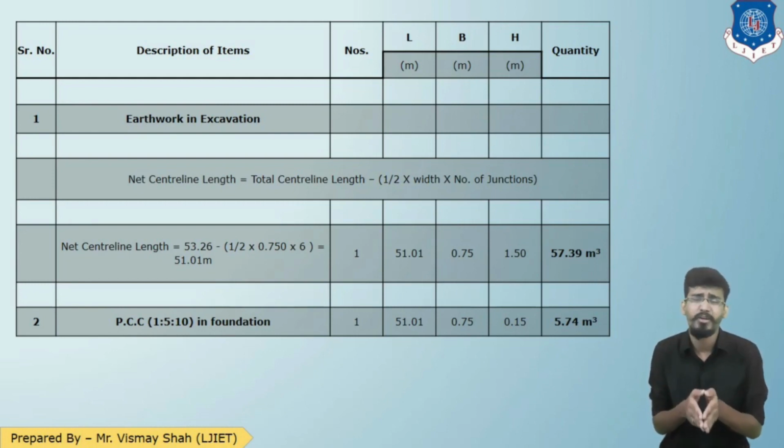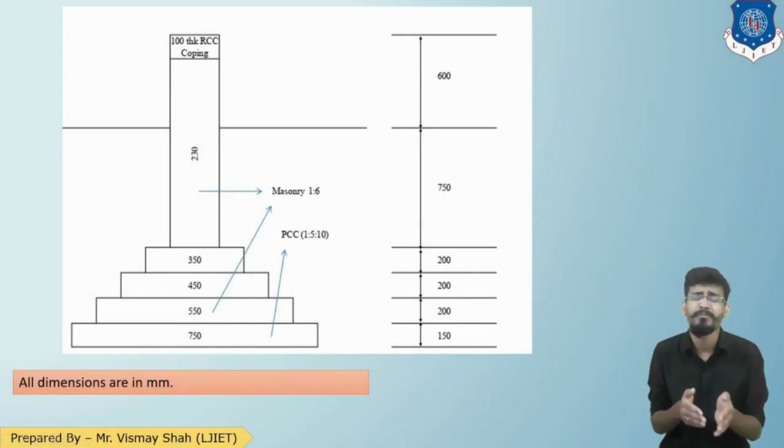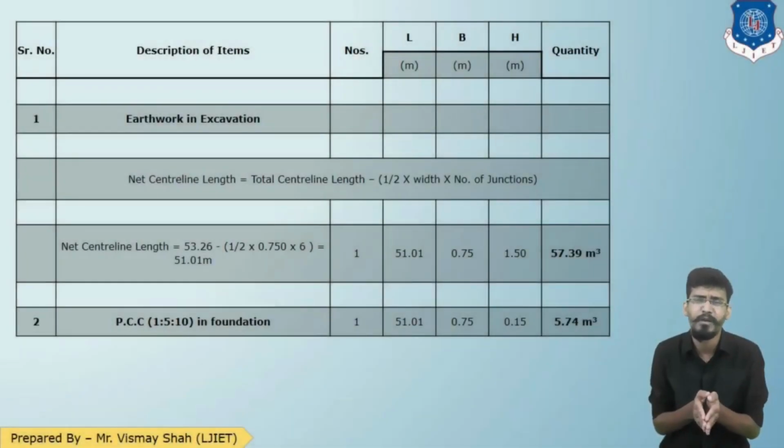In the case of excavation, the total centerline length is 53.26 minus half into number of junctions, that is 6 junctions, and width. Here the breadth or the width is the level at which we are working. Let us see the section. As you can see in the section, we are working at the bottommost part, so the width of the bottommost part is 750 mm or 0.75 m. So we take the width as 0.75, and the net centerline length will be 51.01 meter. That is only the net centerline length, so the L is already there.